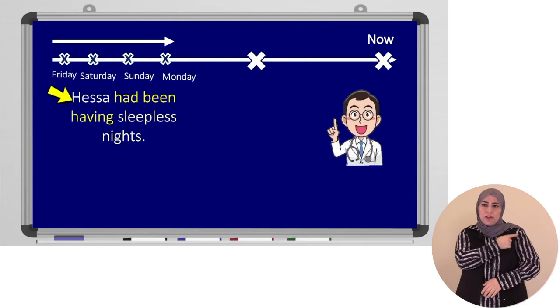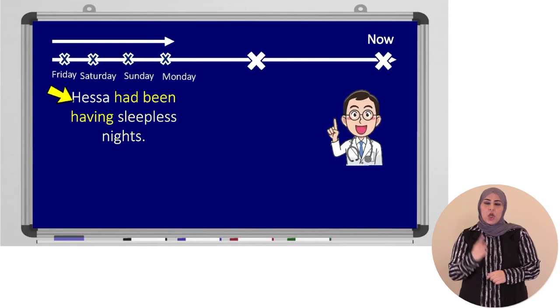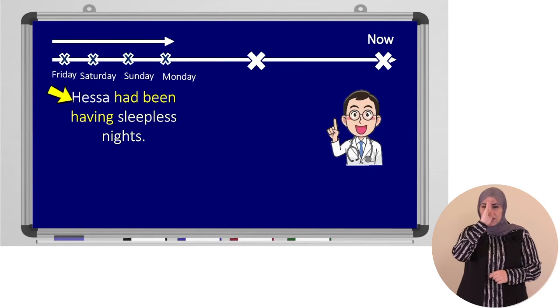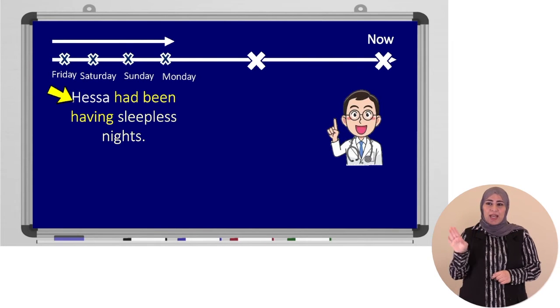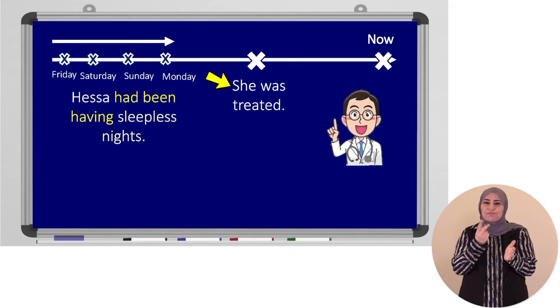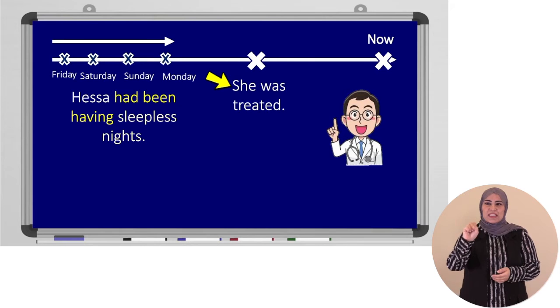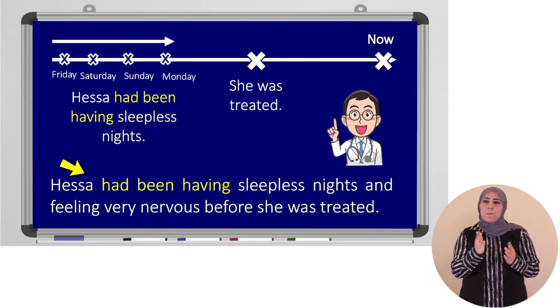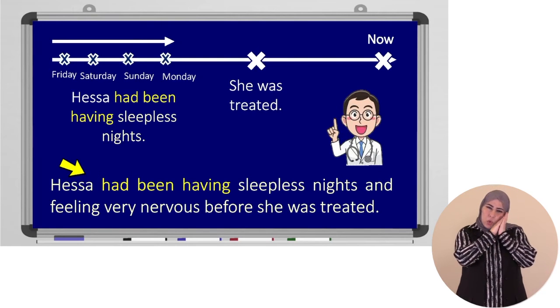For example, Friday till Monday, Hassa had been having sleepless nights. So this is a process. It took time from Friday to Monday. So from Friday to Monday, Hassa had some trouble sleeping. She had been having sleepless nights. Then, what did she do? She was treated. So both of these things took place in the past. Now I'm going to be telling you about them using the past perfect continuous. So I'll say, Hassa had been having sleepless nights before she was treated. Easy. See how it works?